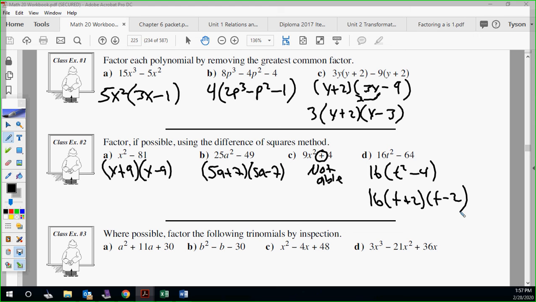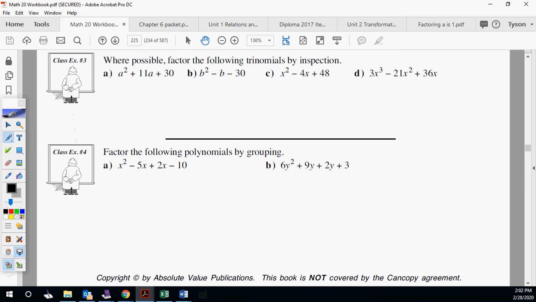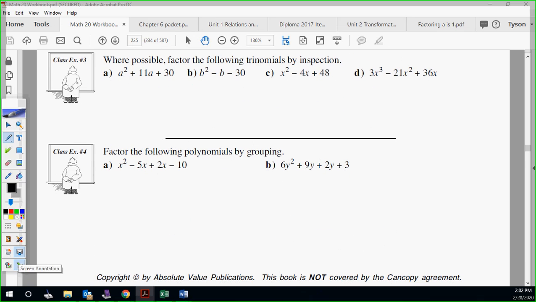Okay. All right, so where possible, factor the following trinomials by inspection. So again, here's what you can do. I'll give you guys a sheet on Monday for this. They're just little X sheets. What you do is you put the end thing on the top, you put the middle on the bottom, and you just say two multiples of 30 that add up to 11. And so it just kind of helps you organize your thoughts.